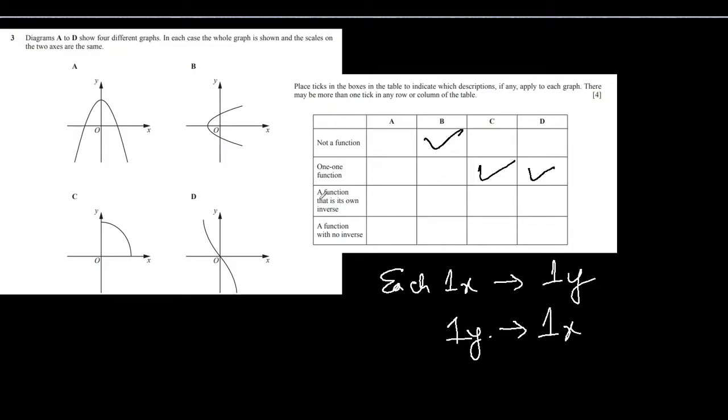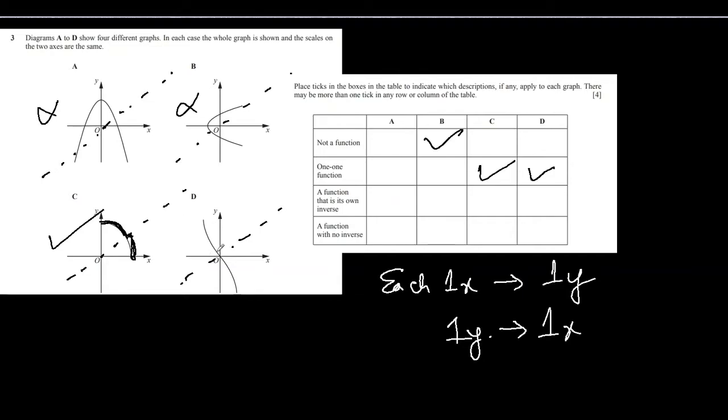Right, next one is a function that is its own inverse. Now, how do we know inverse? We have to draw a line in each one of them, which is y equal to x line. This is y equal to x line. And one part of the graph should be the reflection of the rest of it. And that is not here, not here. Here we can see that this part is a reflection of this part and vice versa. So this is the one which is an inverse of itself.